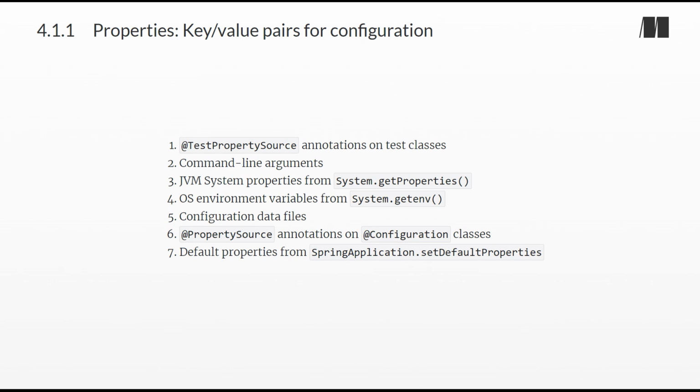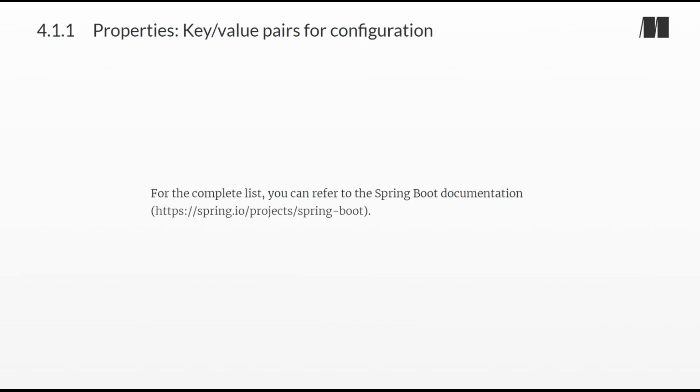1. Test property source annotations on test classes. 2. Command line arguments. 3. JVM system properties from System.getProperties. 4. OS environment variables from System.getenv. 5. Configuration data files. 6. Property source annotations on configuration classes. 7. Default properties from SpringApplication.setDefaultProperties. For the complete list, you can refer to the Spring Boot documentation. See this link.